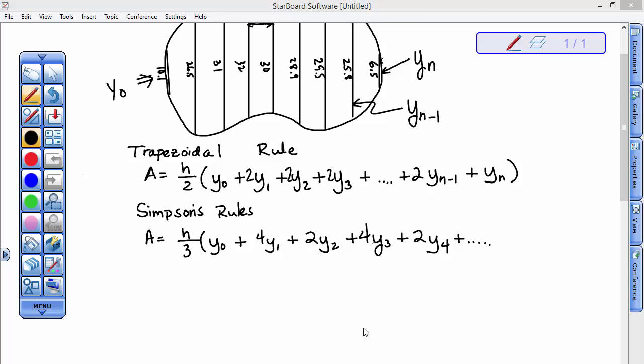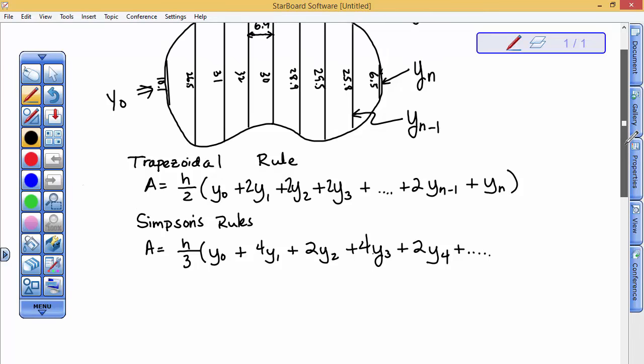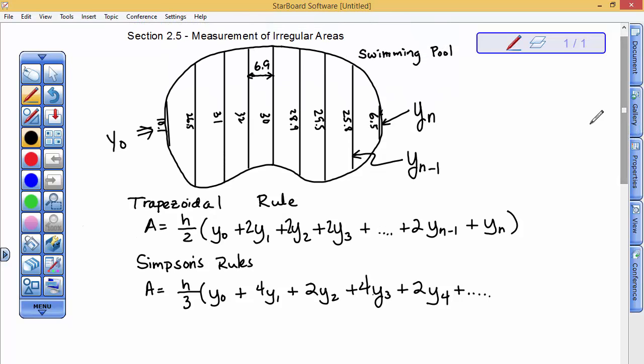Okay, same problem, different rule. So what I have done here is I have put both the trapezoidal rule and the Simpson's rule up on the screen. Remember that if you were to find the area of an irregular shape using the trapezoidal rule, you'd take the distance between the parallel lines and divide that by 2.